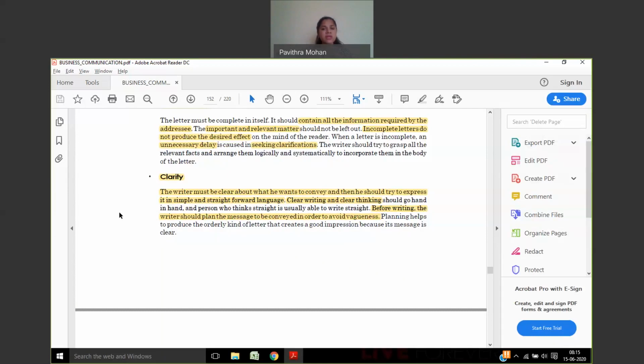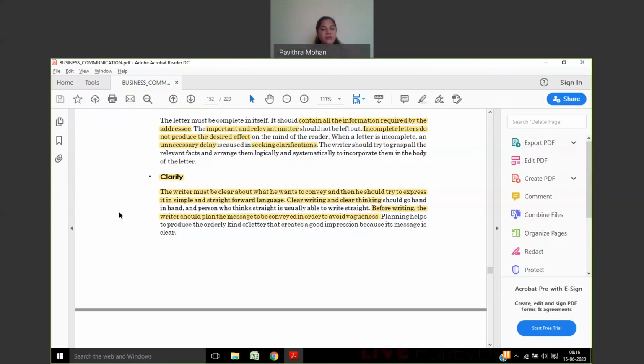Then, clear writing and clear thinking. Once the information you're writing is clear, it becomes easier for the person reading to think in the same way that you have written. So kindly ensure the simplest way of writing, so it becomes easier for the other person to understand as well.